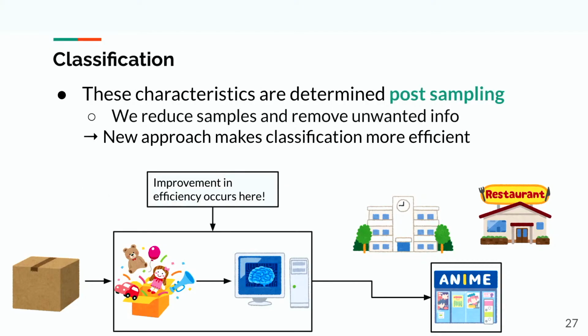The characteristics that we use to determine where the box comes from occur post-sampling. But in our approach, we are reducing the amount of samples and we're removing unwanted information. And doing that makes this whole classification process much more efficient. So in the whole classification process, this is where the improvement in efficiency occurs.